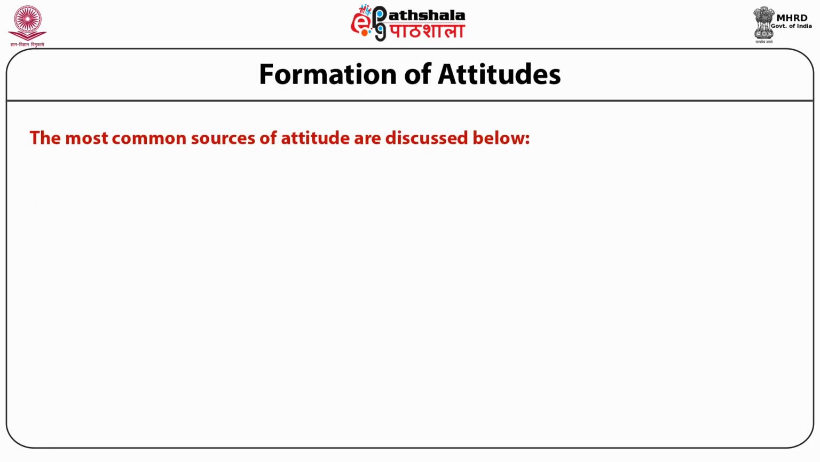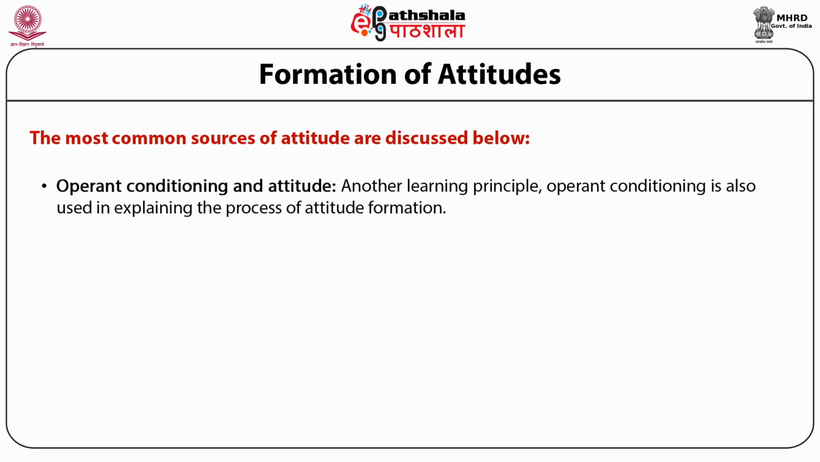Next source of attitude formation is operant conditioning. Another learning principle, operant conditioning, is also used to explain the process of attitude formation. This principle explains that attitudes that are reinforced either verbally or non-verbally tend to be maintained, or the attitudes which elicit unwanted responses from others tend to be changed.